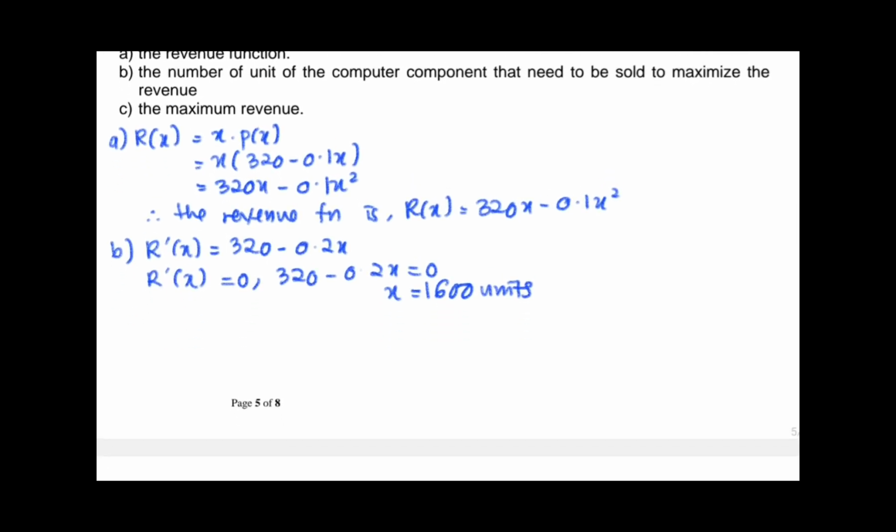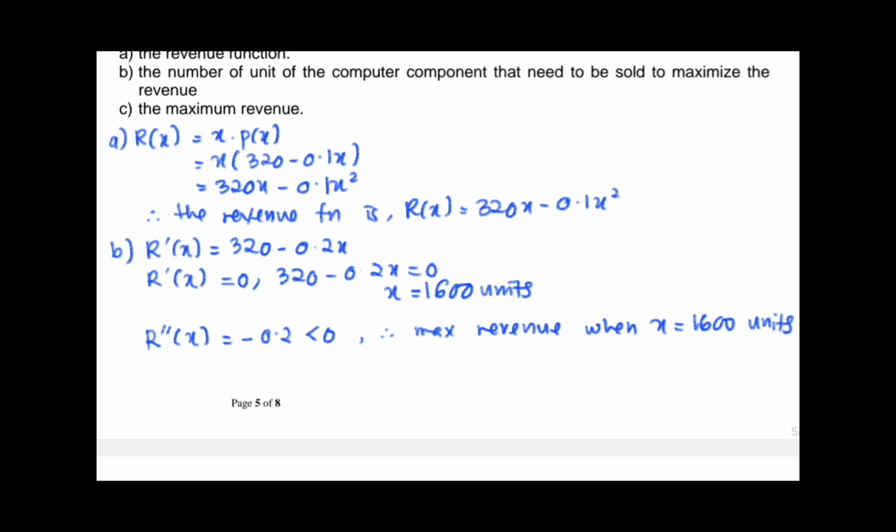Okay, next we have to prove that when X equals 1,600 units, the revenue is maximum. So we differentiate once again to find our second derivative. So R double prime will be equal to negative 0.2, which is less than 0. So we can say that the revenue is maximum when X equals 1,600 units.